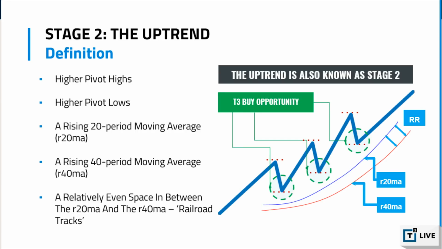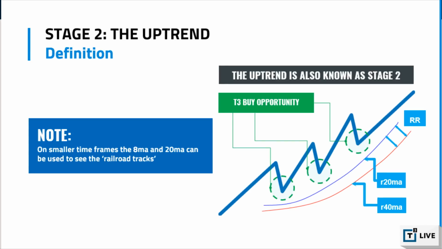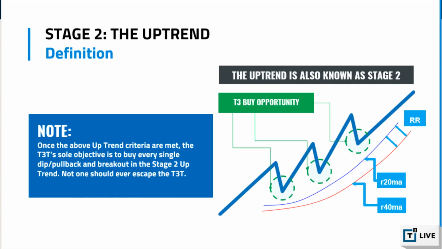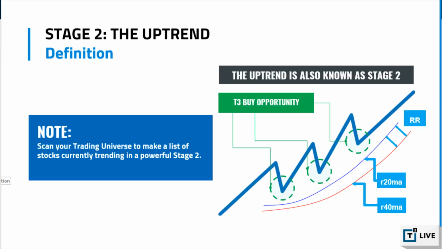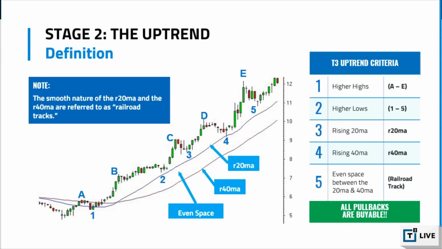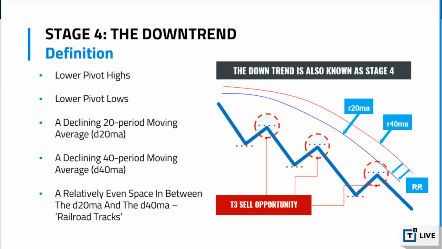And if you have higher highs, higher lows, rising 20, rising 40, and relatively even space between the moving averages, you have what we call the perfect uptrend. When you have the perfect uptrend, your number one task becomes to play every single pullback or every single breakout off of the rising 20 MA, like so. Not one should escape your attention. Every single pullback, and when you have a trend that meets all 5 criteria, every single pullback or breakout, depending on how the stock sets up, should be playable. Every single one of them.